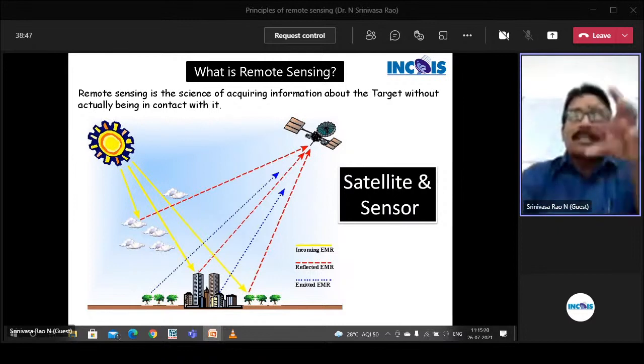All the information is sent back to the ground. We receive it and analyze it, and we perform the earth applications. Already I mentioned earth applications means land, ocean, and atmosphere. I hope everyone understood what the satellite and sensor are.